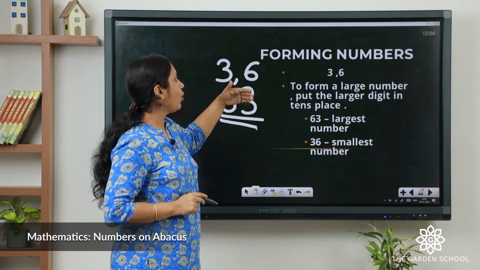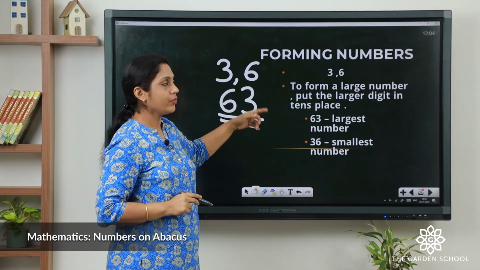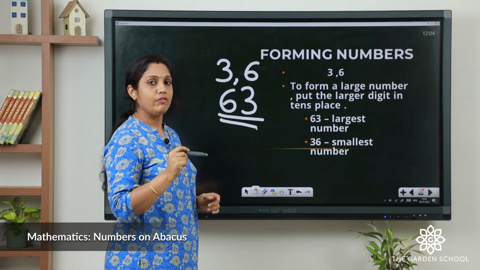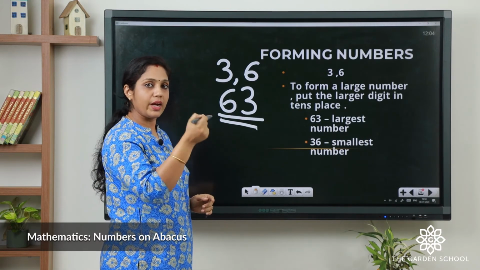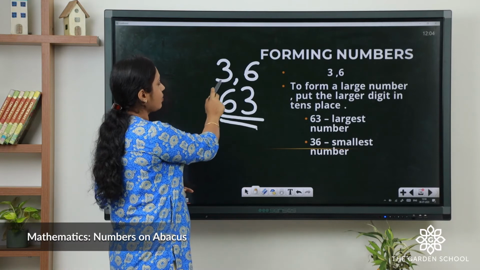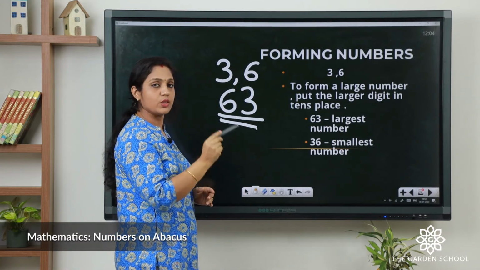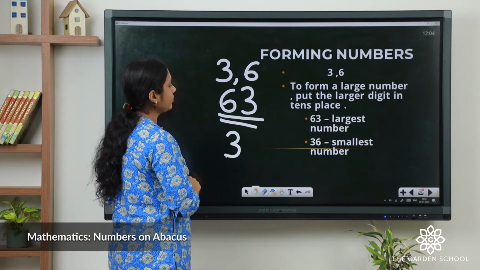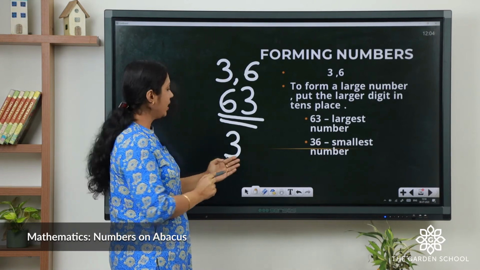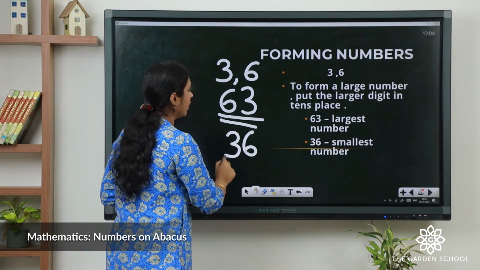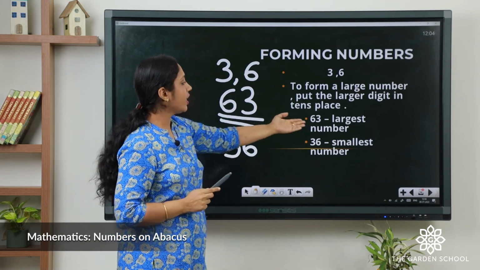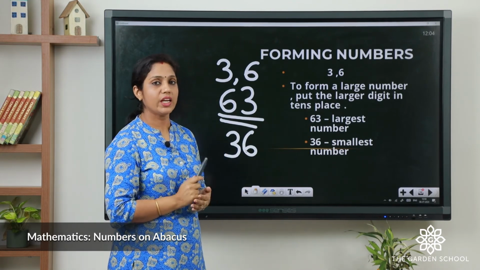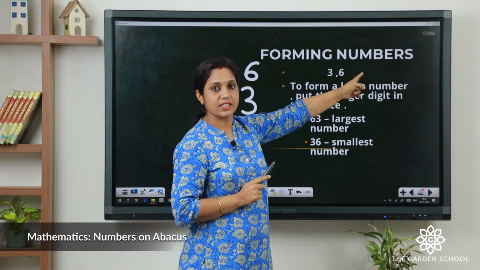Now we'll see how we can make the smallest possible number. Again we have 3 and 6. For making the smallest number, we have to place the small number in the tens place. So 3 is small or 6 is small? 3. So first place 3 in the tens place. Then the next number in the ones place. We have 36. So 63 is the largest number and 36 is the smallest number that we can make with 3 and 6.